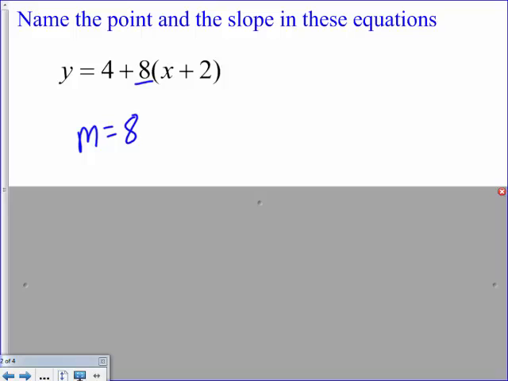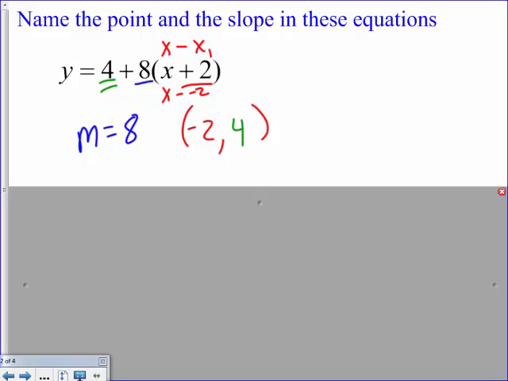And then what would the x1, y1 point be? Well, x1, is it 2? No, just think about it. It's x minus x1. So x minus negative 2 is really plus 2. So this is a negative 2. It's always the opposite with the x's, okay? That's kind of the tricky one. And then for the y one, well, that's just positive 4 right there.